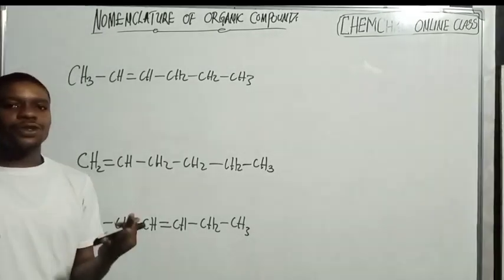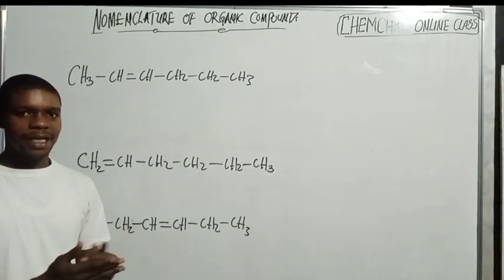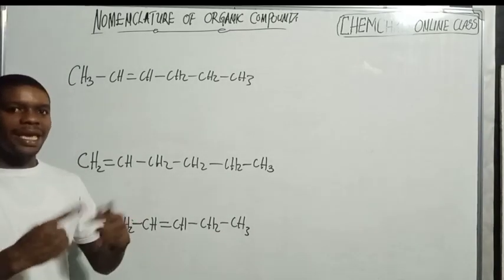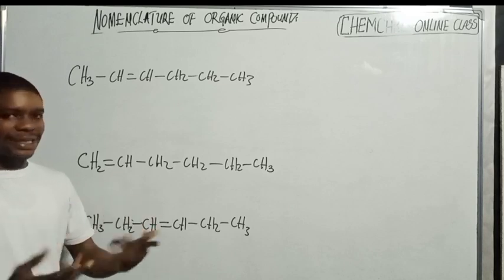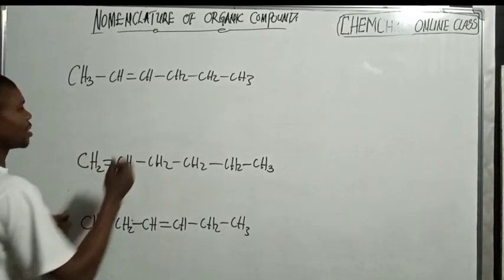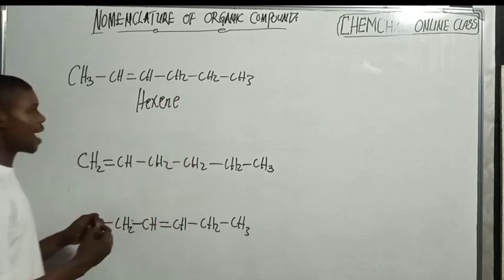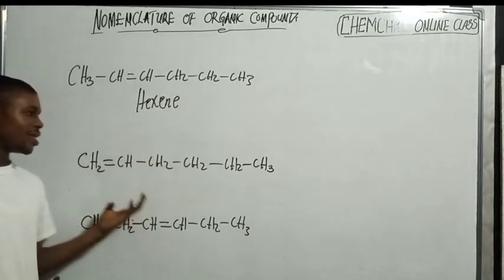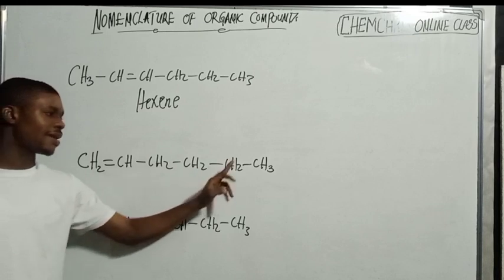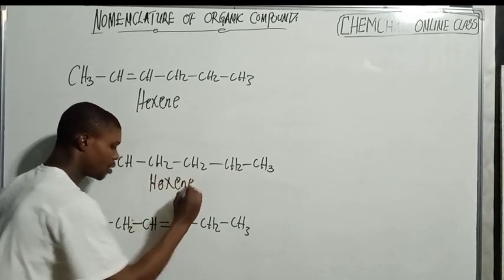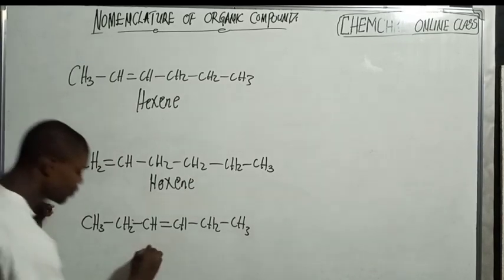Now 6 carbon atoms is hex, right? Now when there's a double bond, you add ene. So that's why I say hexene. So the name of this one is going to be hexene, right? Because there's a double bond. The same with this one here, 1, 2, 3, 4, 5, 6. It's going to be hexene. The same with this one, it's going to be hexene.